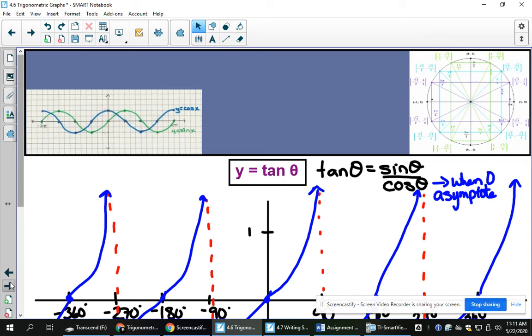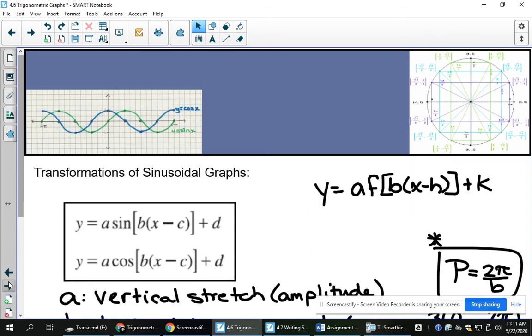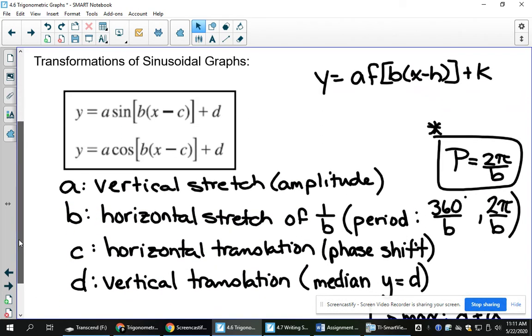The tan graph you do not need to know. We're going to skip over that. And this is very, very important. So pause the video and get all of this written out so that you can just listen.